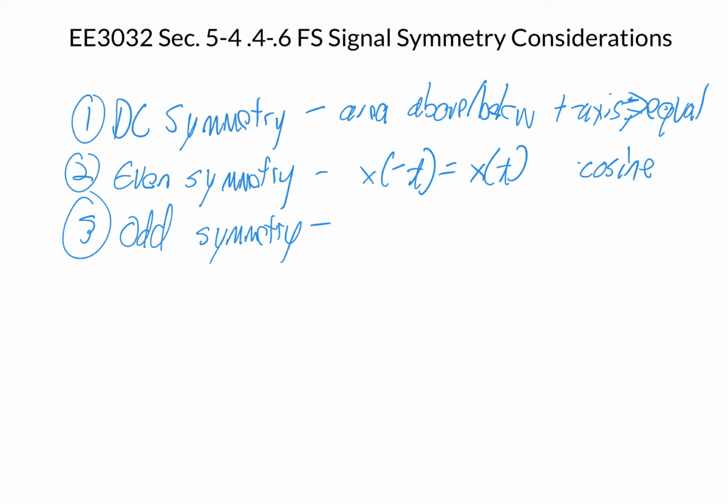Finally, we have odd symmetry, which says when we look at the negative of a time and compare that to the value of the function at the positive times, those will be negatives of each other. So the sine is an example of an odd symmetric function. So let's take a look at, for each of these three cases, how the Fourier series coefficients become simplified.